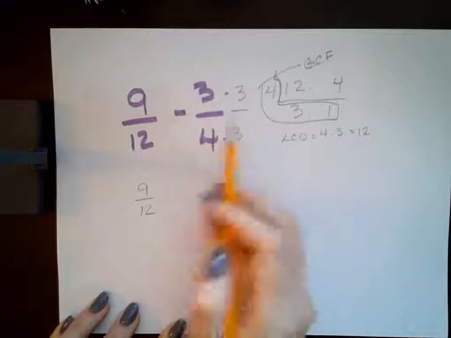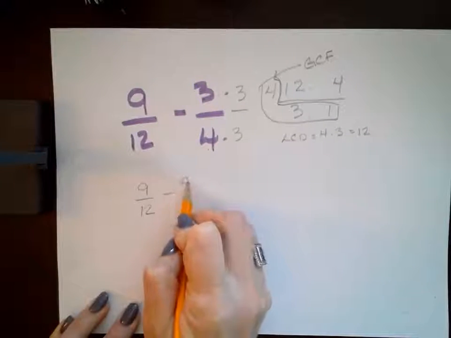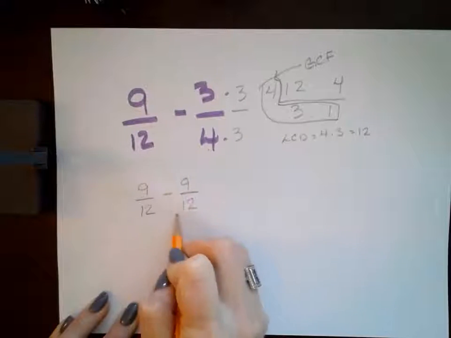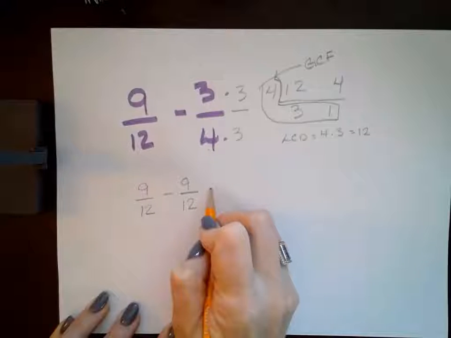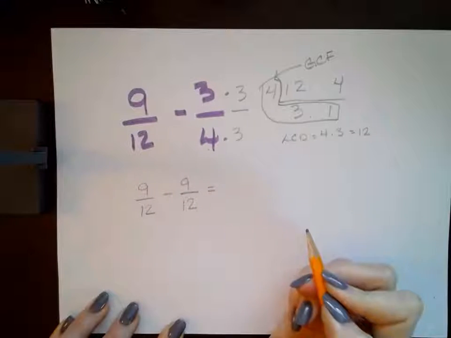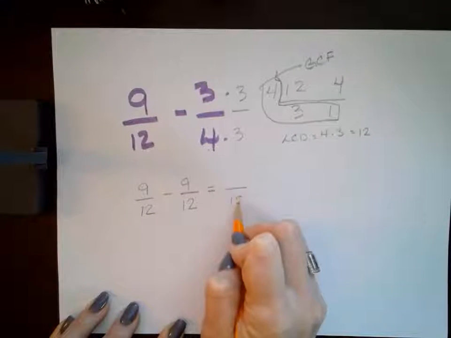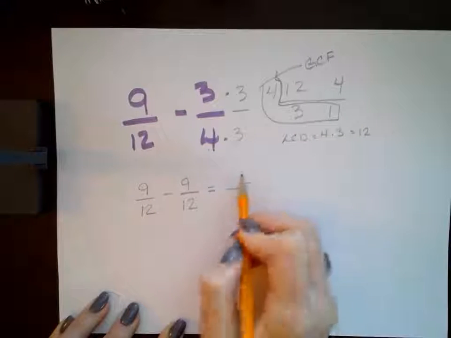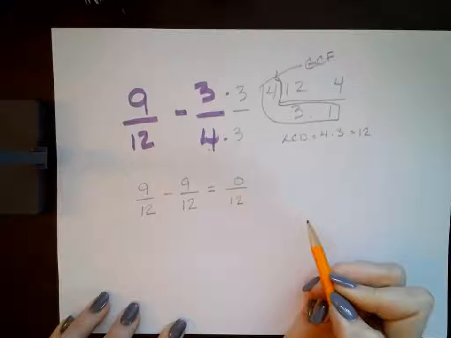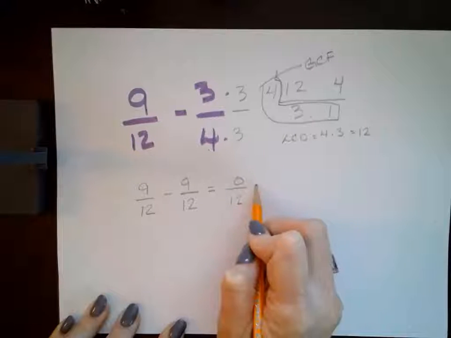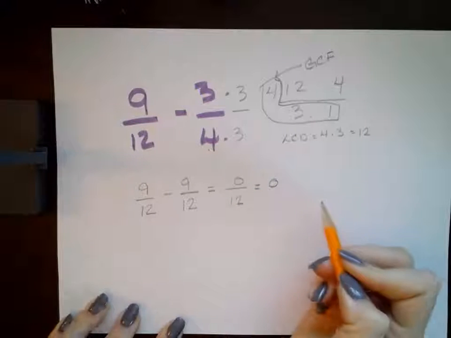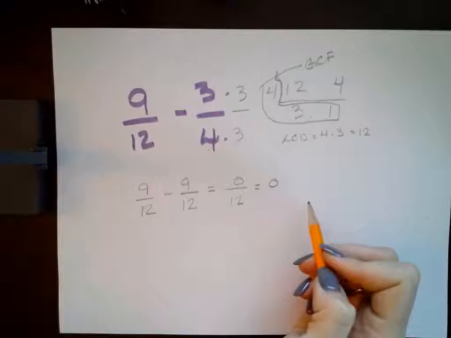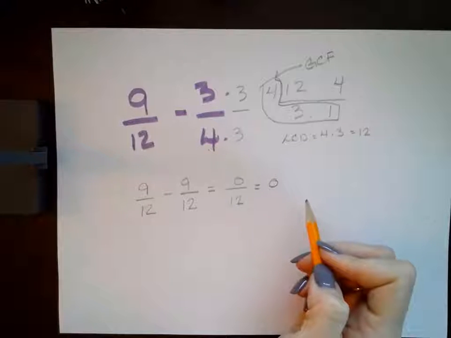When we do this, 3 times 3 is 9, and 4 times 3 is 12. We have common denominators. Fabulous. When we subtract fractions with common denominators, our denominator is always going to stay the same, so it remains at 12. And we take 9 minus 9. This gives us 0. If we have 0 divided by anything, we're left with 0. If you think about it, if you have $0 and you're dividing it among 12 friends, each friend gets $0.